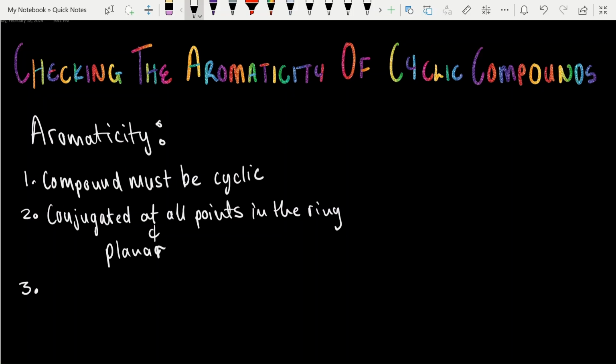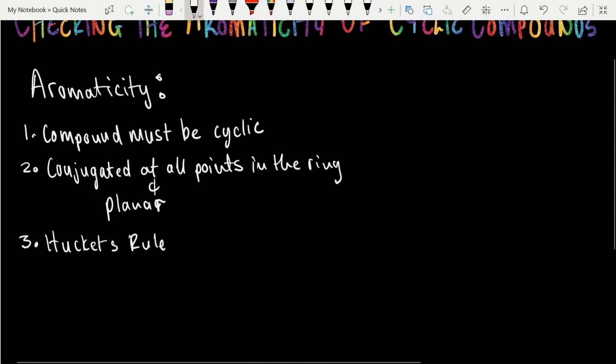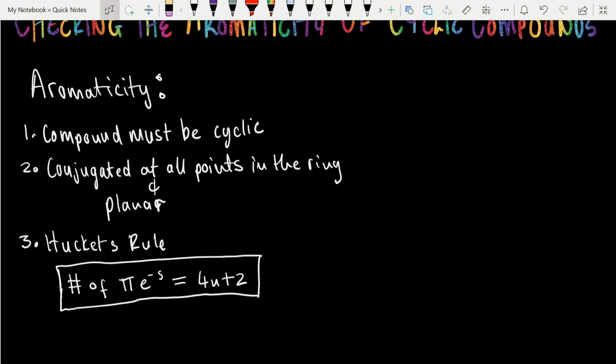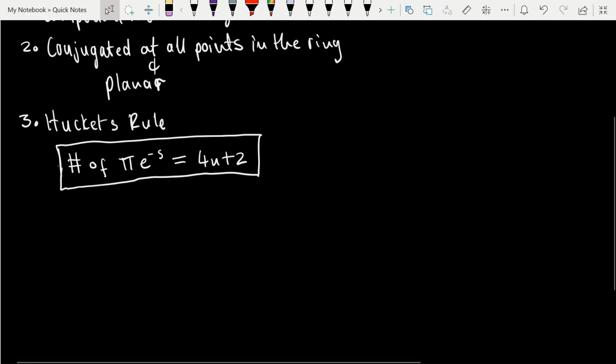Then number 3, it must follow Hückel's rule, where the number of pi electrons should be equal to 4n plus 2. You say to me, what is n? Well, n represents integers from 0 going up. Integer means just whole numbers, but including 0 also. So from 0 going up.